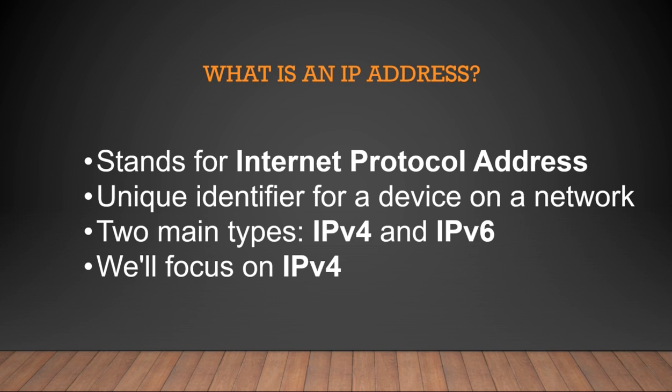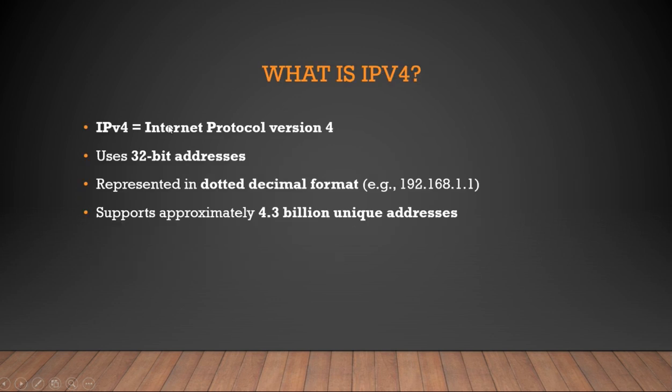There are two main types, IPv4 and IPv6. Okay, there are two types of IP addressing, IPv4 and IPv6, and we will focus on IPv4. IPv4, Internet Protocol version 4, uses 32-bit addressing represented in dot-decimal format, like 192.168.1.1. It supports approximately 4.3 billion unique addresses.